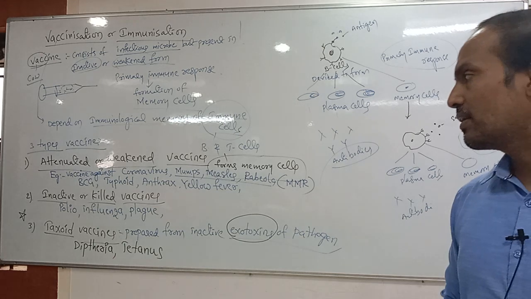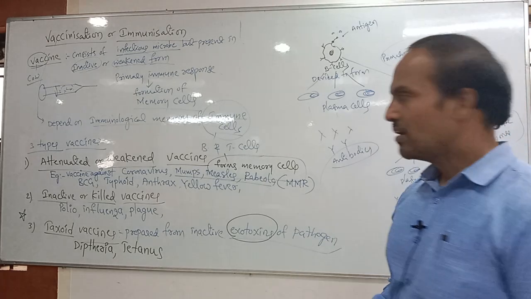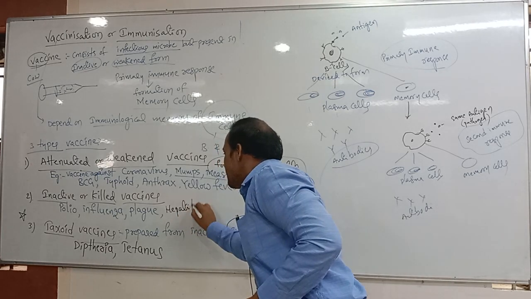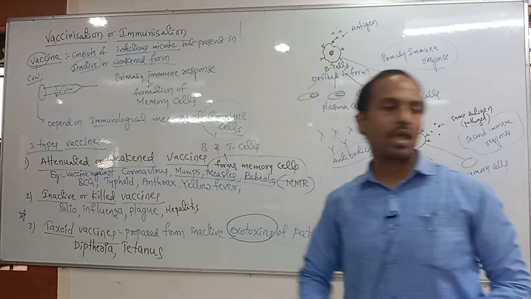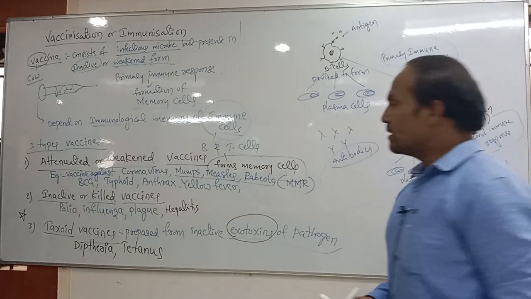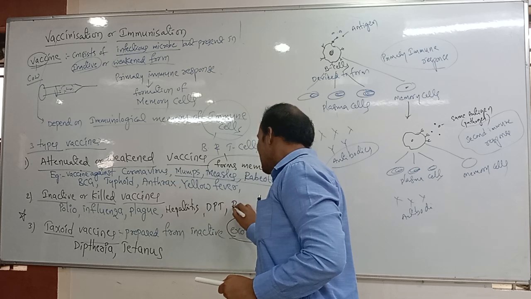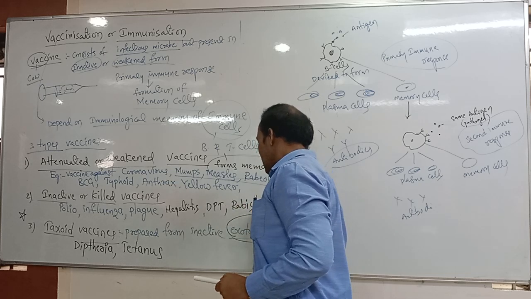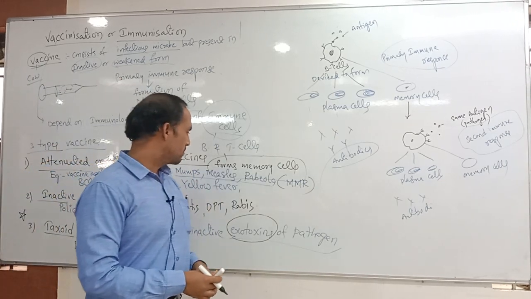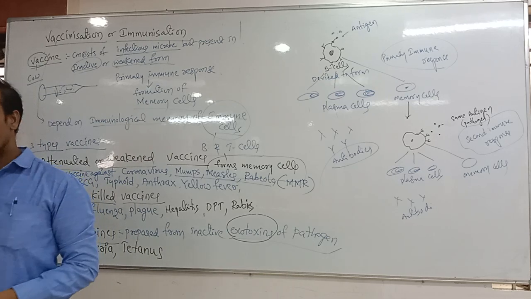Influenza or inactivate. Next, one more, you also have to write hepatitis. Hepatitis. Next one, DPT vaccine and rabies vaccine. Rabies vaccine. Rabies vaccine also.